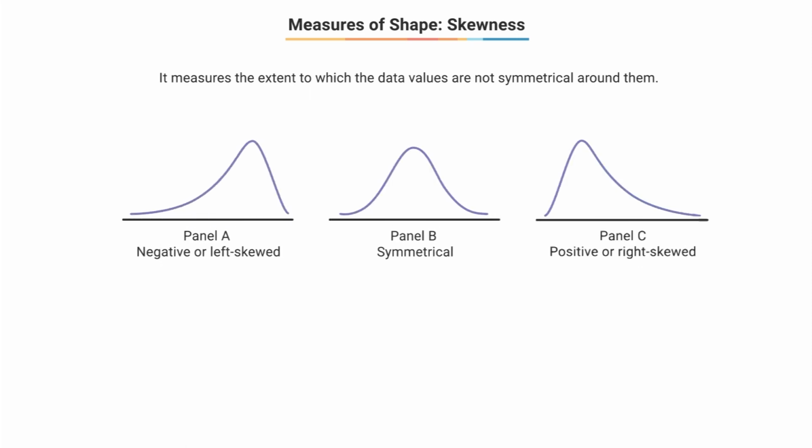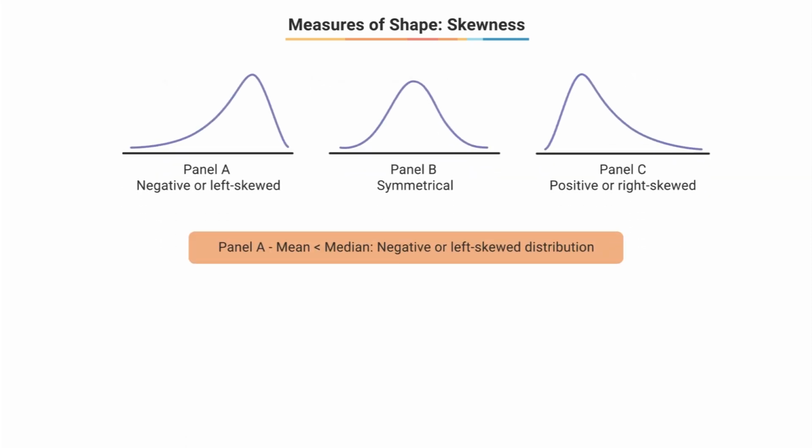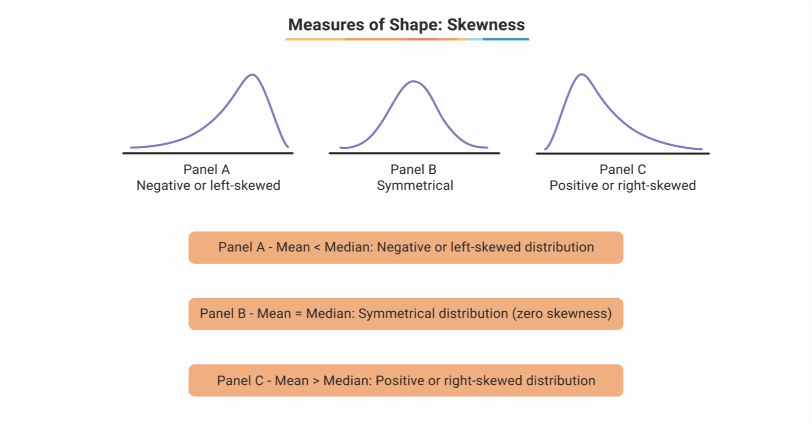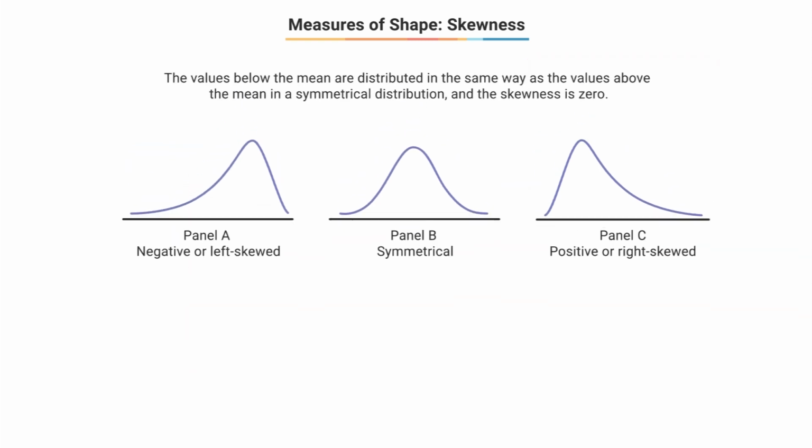There are three possibilities. Either mean is less than median, which is called a negative or left skewed distribution, as shown in panel A. Then you have mean equal to median, which is a symmetrical distribution with zero skewness, as shown in panel B. And then you have mean greater than median, where you have positive skewness, that is a right skewed distribution, as shown in panel C.